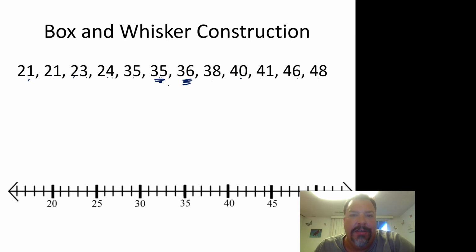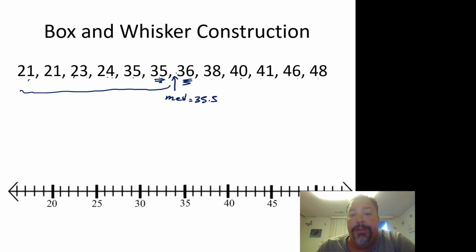This is the 7th value. The median is going to fall between these two. The median is going to be the average of 35 and 36. If you add those two numbers together and divide by 2, 35 plus 36 divided by 2, you're going to get 35.5.